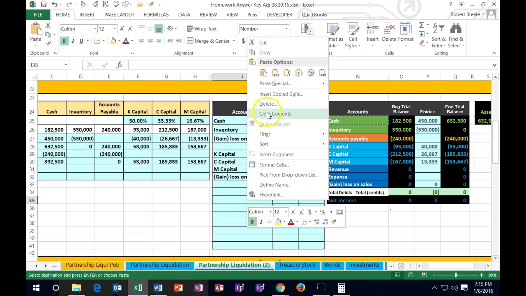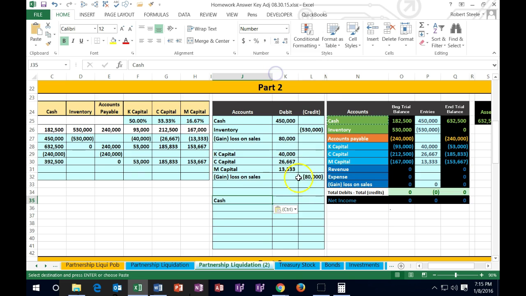Right click and paste 1, 2, 3. So we're going to be in the credit side. We're going to post the credit for the amount that's in the payable of the 240. So it's a negative 240,000. Then we're going to debit 240,000 to the payable. Why?